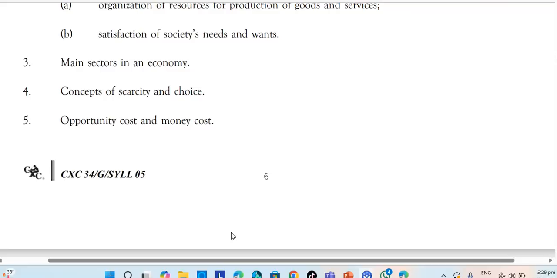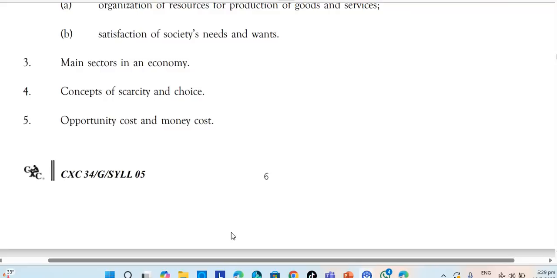Now, money cost is the actual amount of money paid to obtain a good or service. Money cost is the actual amount of money that you'll pay to get a service or to buy a good. All right? It is a financial expenditure involved in making a purchase or completing an activity.